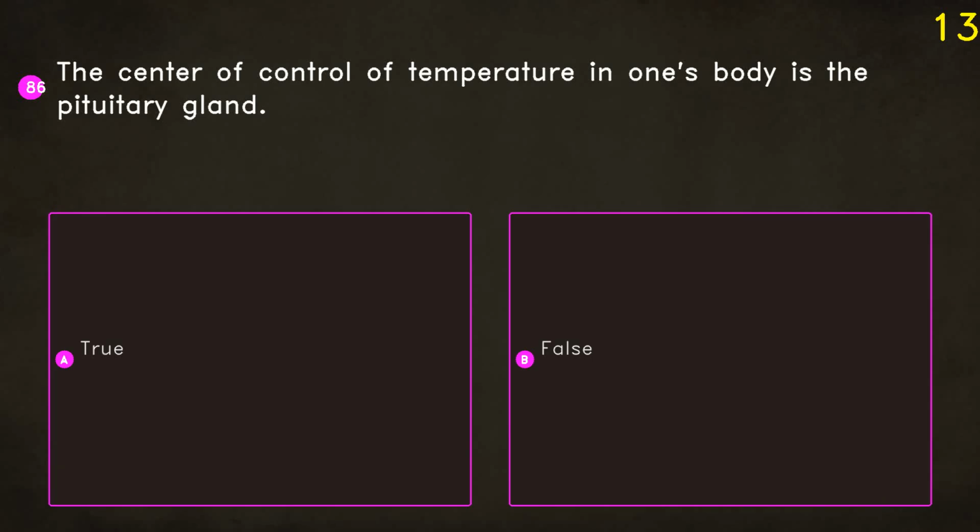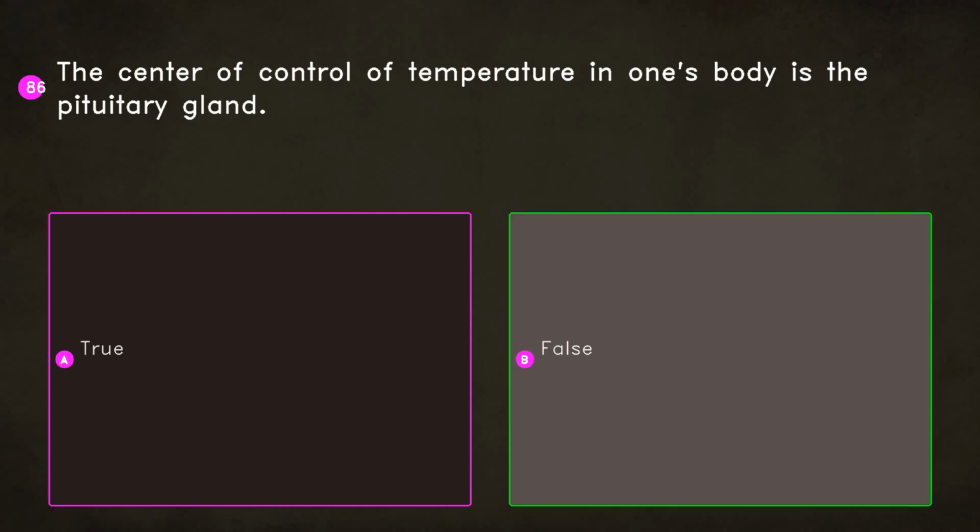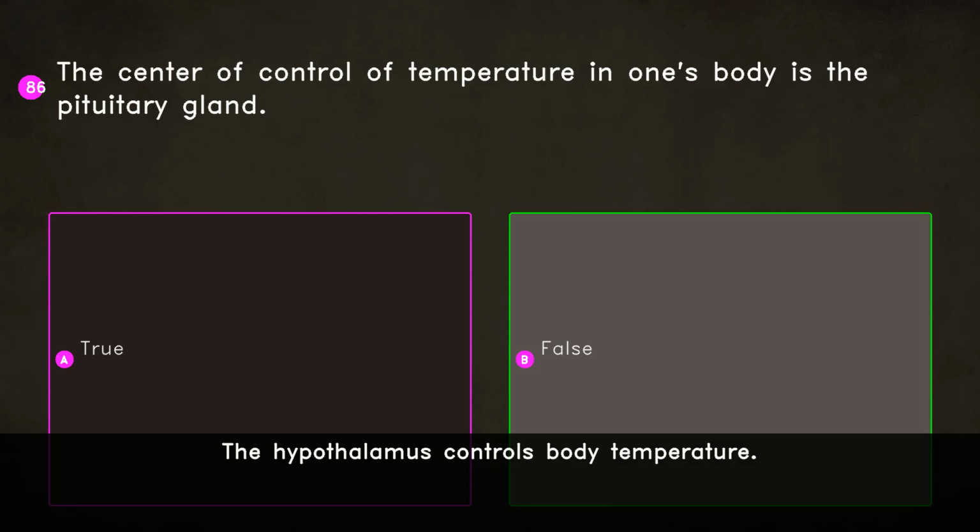Question 86. The center of control of temperature in one's body is the pituitary gland. A. True. B. False. The correct answer is false. The hypothalamus controls body temperature.